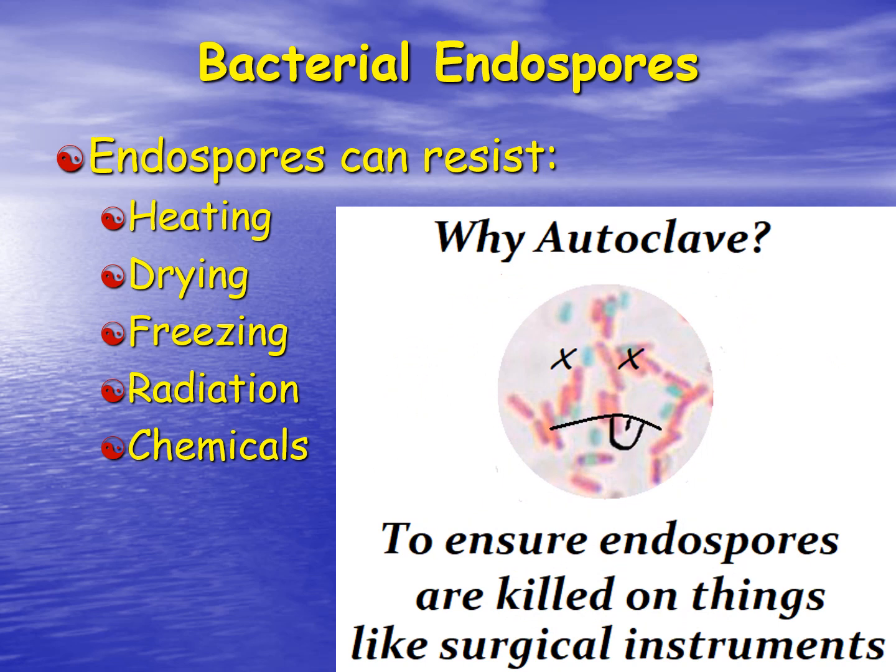So why do we autoclave at 121 degrees Celsius for 15 minutes at 15 pounds per square inch? Because we know that at that temperature and pressure, we will destroy endospores of any of the spore formers. So this will ensure that all of the endospores are destroyed on things like surgical instruments.